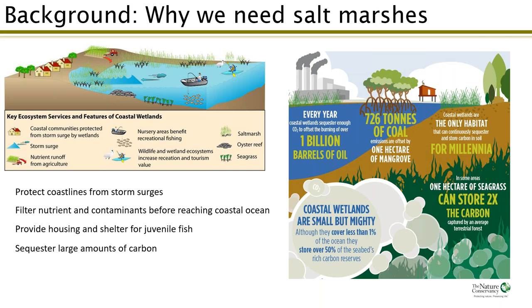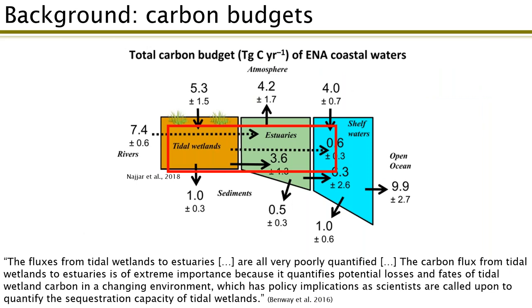But as you can imagine, there's large uncertainties in the carbon budgets. Thanks to the development of the eddy covariance method, there's been a huge increase in our understanding of the vertical dynamics, so the exchange of carbon vertically between the marsh and the atmosphere, but there's still large uncertainties in the lateral flux of dissolved carbon between tidal wetlands, estuaries, and shelf waters, as well as large uncertainties in how these carbon budgets are going to change with global climate change.